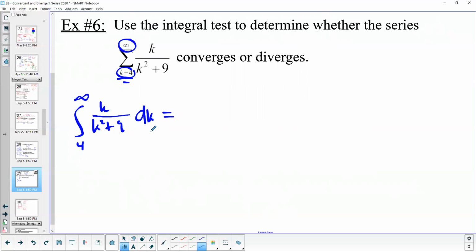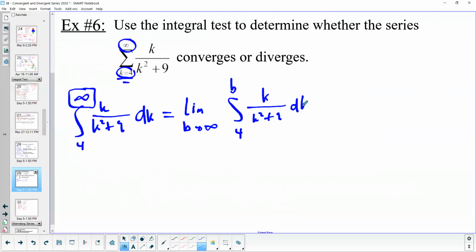In case you do not recall, when we evaluate improper integrals, the first step is that infinity is not a number. If you integrate something and then have to plug in numbers, infinity is not a number, so we need a way around that. The way we did that was we used limits. So we have the limit as b approaches infinity, and then we simply rewrite the integral from 4 to b instead of 4 to infinity of k over k squared plus 9 dk.